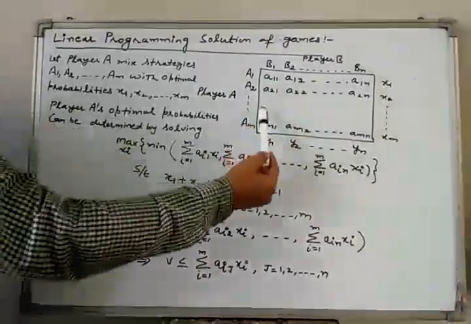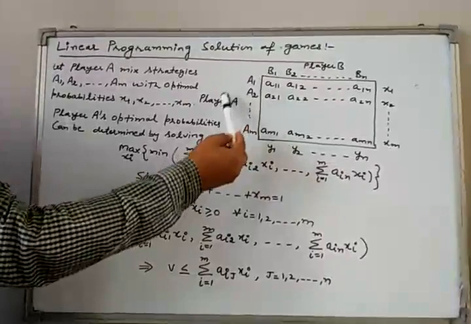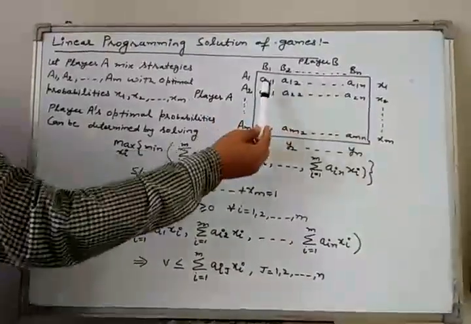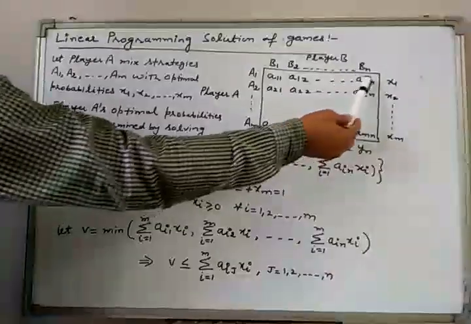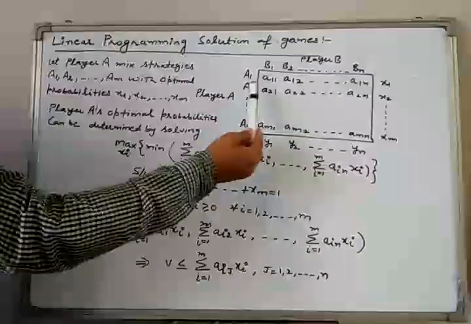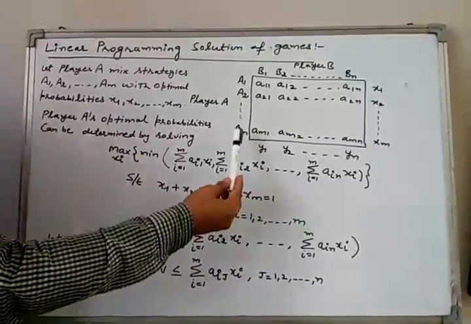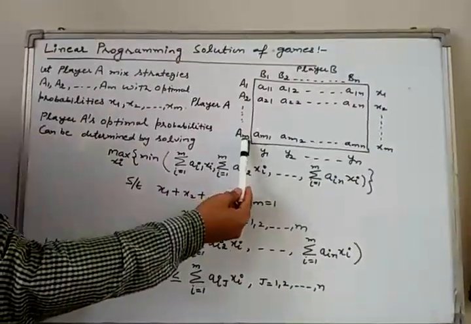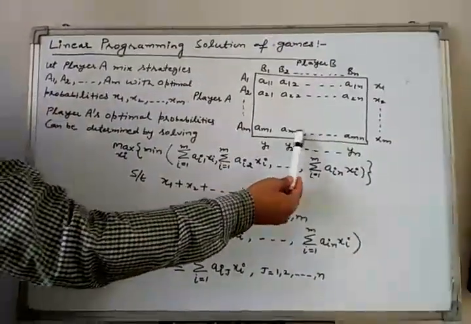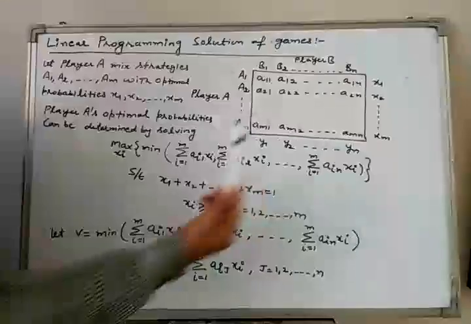Now, this is the payoff matrix. Corresponding to strategy A1, the payoff is a11, a12, and so on up to a1n. Corresponding to A2, the payoff is a21, a22, and so on up to a2n. And corresponding to strategy Am, the payoff is am1, am2, and so on up to amn.